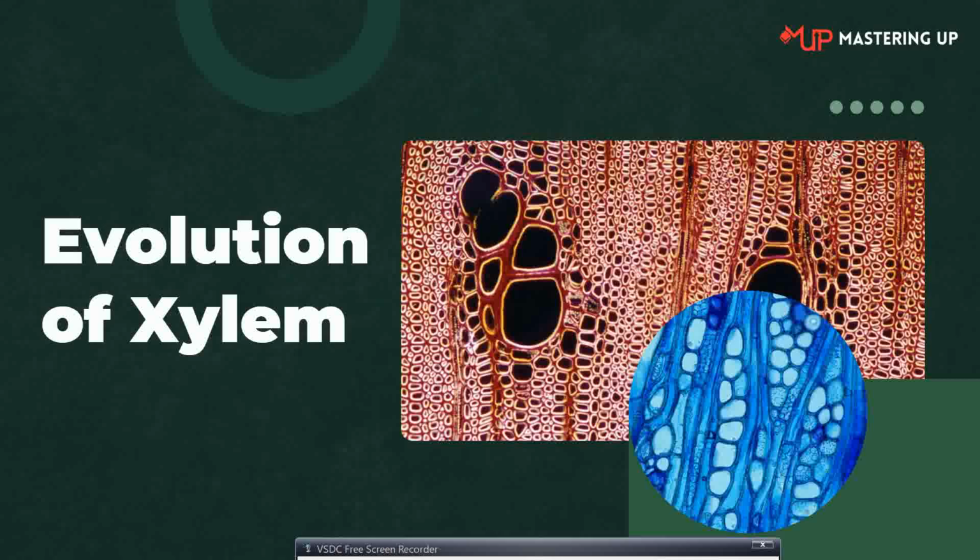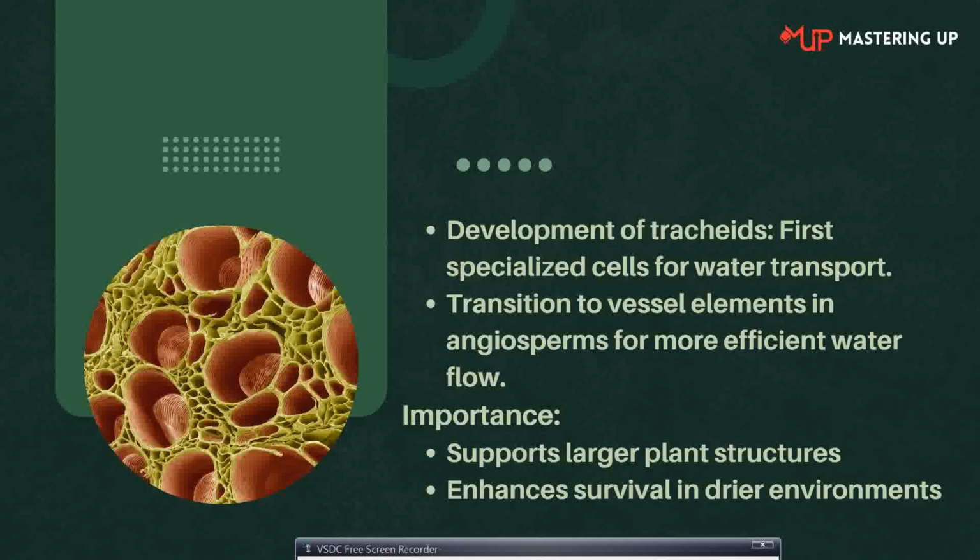Let's start with the evolution of the different elements of the vascular system. Okay, xylem. In xylem, the development of tracheids occurred first. The first specialized cells for water transport were tracheids. We discussed the role of tracheids, vessels and so on in the previous classes. Then the transition to vessel elements in angiosperms for more efficient water flow started.